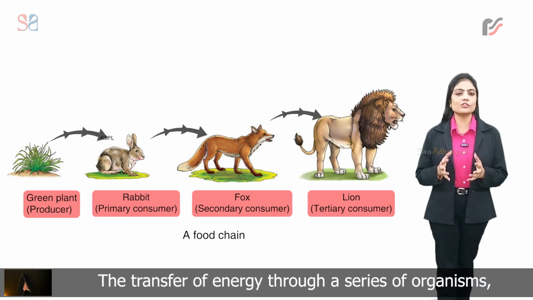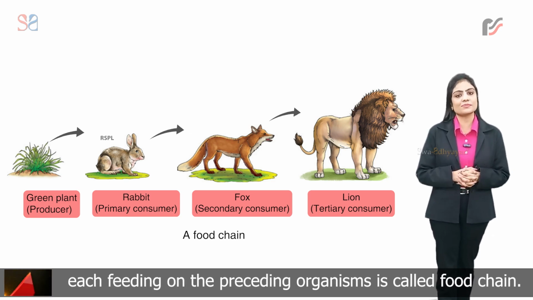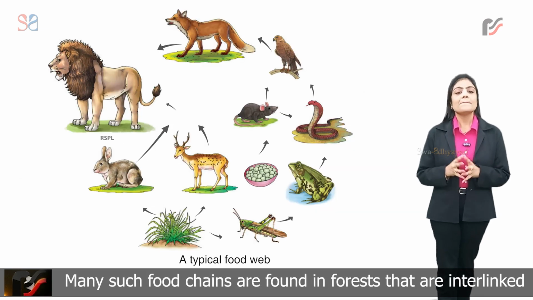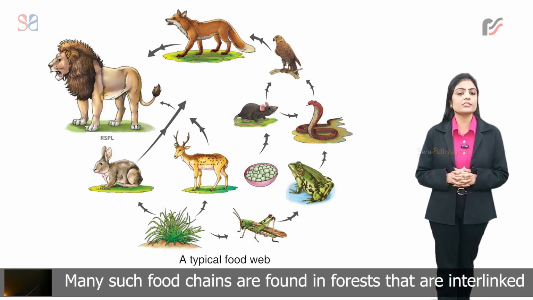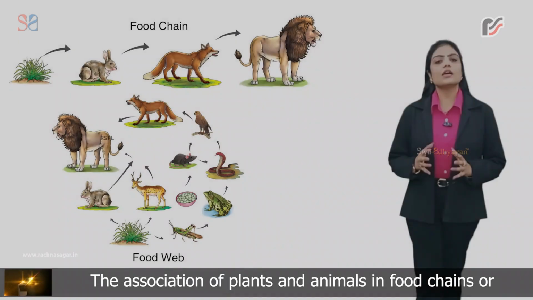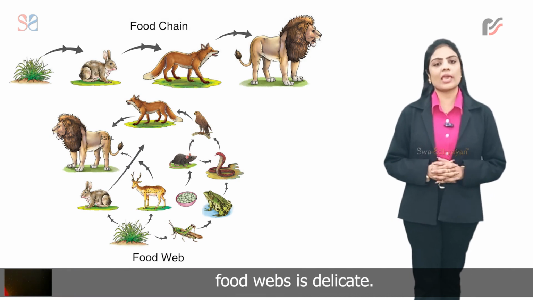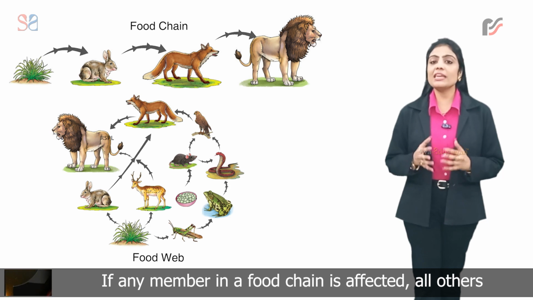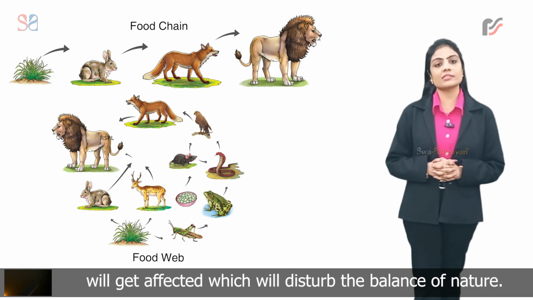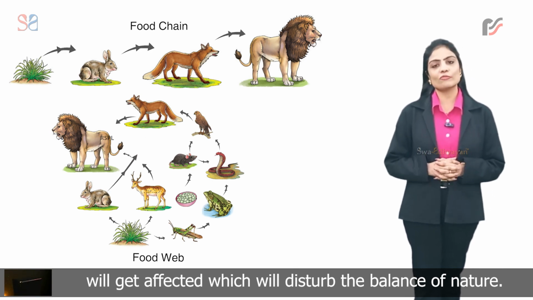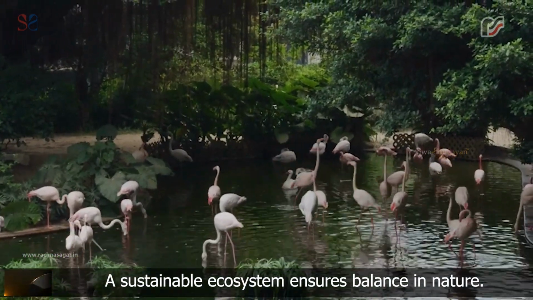The transfer of energy through a series of organisms, each feeding on the preceding organisms, is called a food chain. Many such food chains are found in forests that are interlinked to form a food web. The association of plants and animals in food chains or food webs is delicate. If any member in a food chain is affected, all others will get affected, which will disturb the balance of nature. A sustainable ecosystem ensures balance in nature.